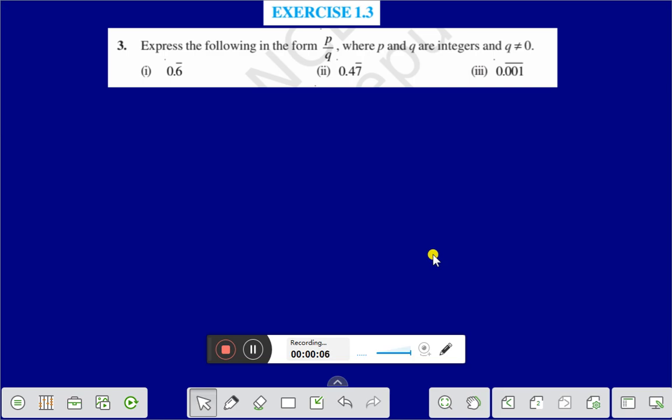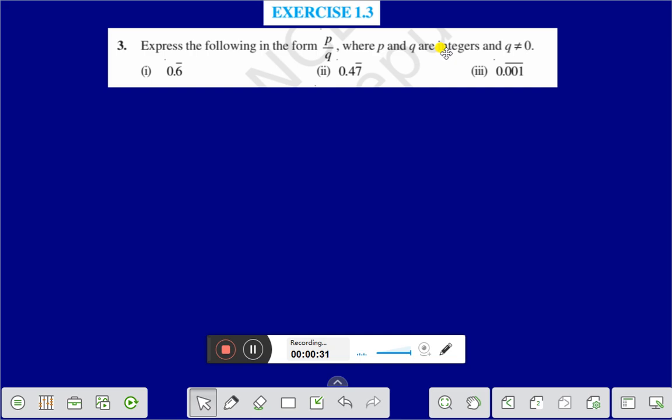Today we shall discuss exercise 1.3 question number 3. Express the following in the form P by Q where P and Q are integers and Q is not equal to 0. Let us find. Question 1 is 0.6 bar. Let us find the solution of this question.